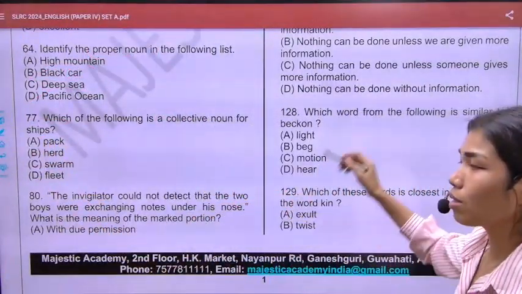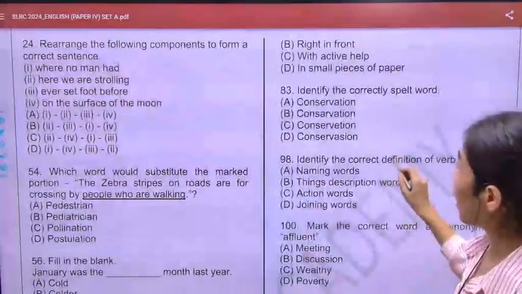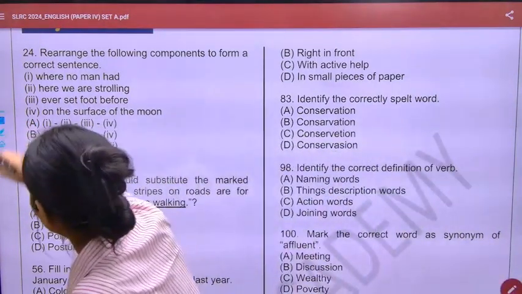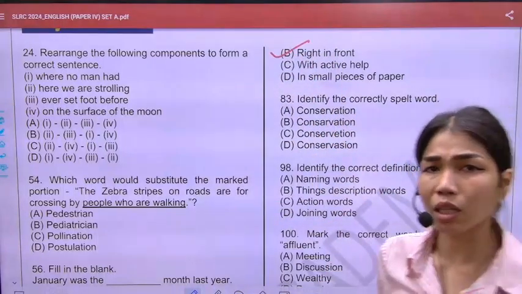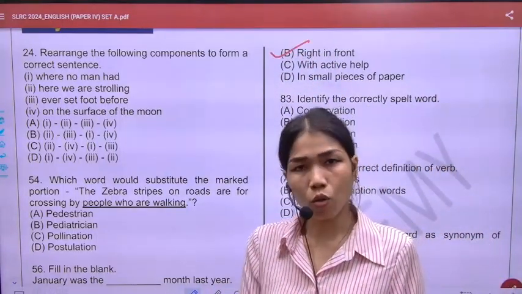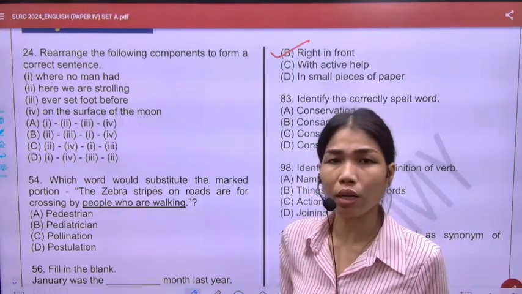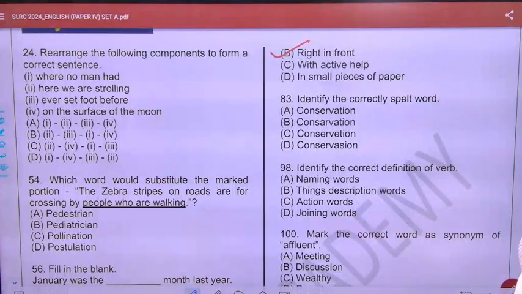The first option says with due permission, meaning with permission. Next option we have right in front, with active help or in small pieces. So the answer for this question should be right in front. Under his nose means right in front of him, doing something wrong or illegal, whatever they are doing. Under the nose means right in front.